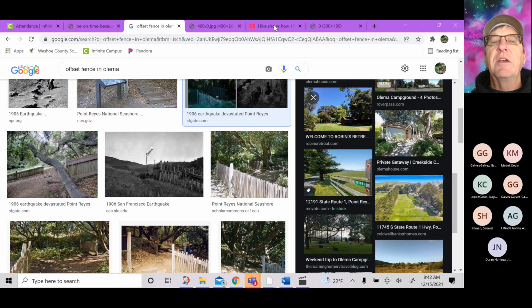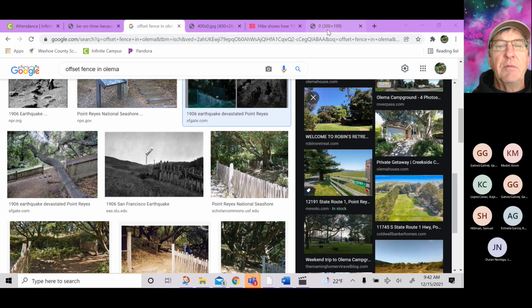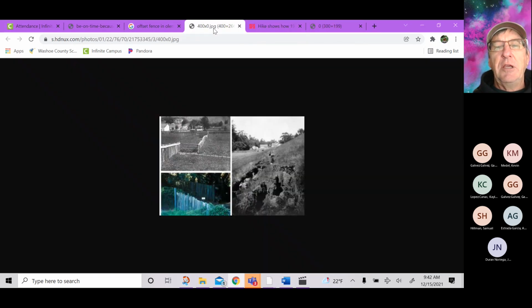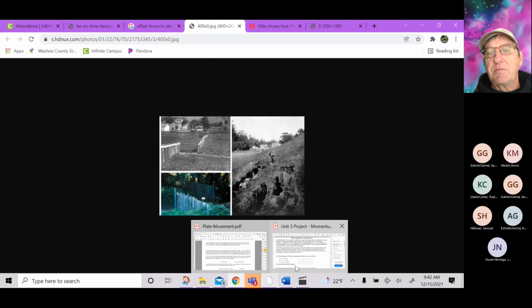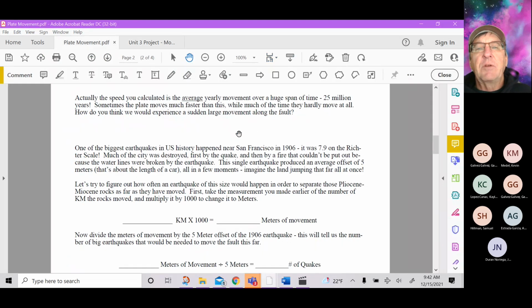And I'm not able to get up here. Can I move this? Nope. Okay, I'm just going to go back one more chance. Yeah. Okay, so 5 meters offset all at once.